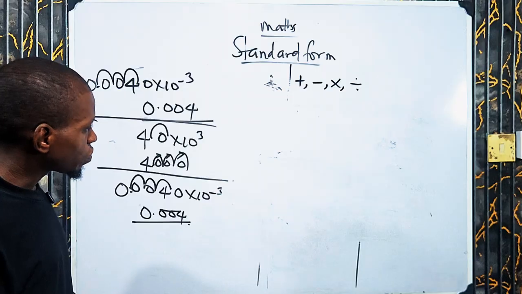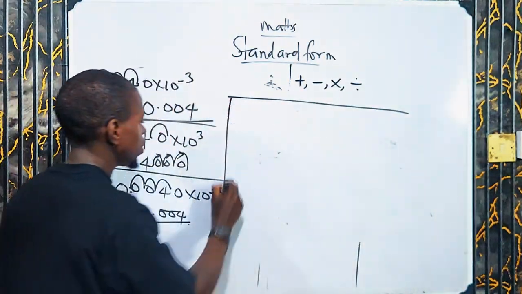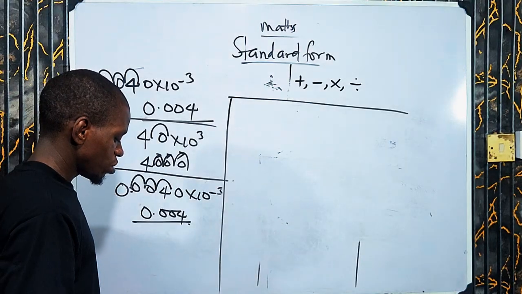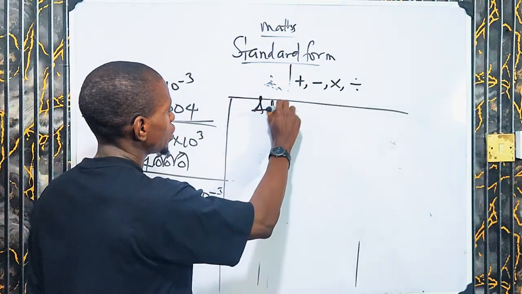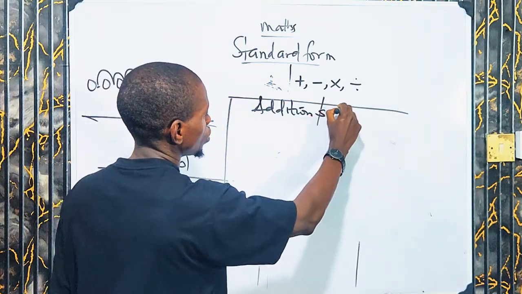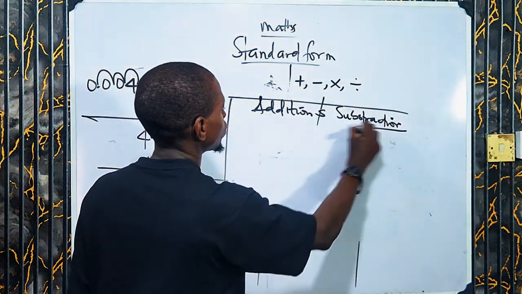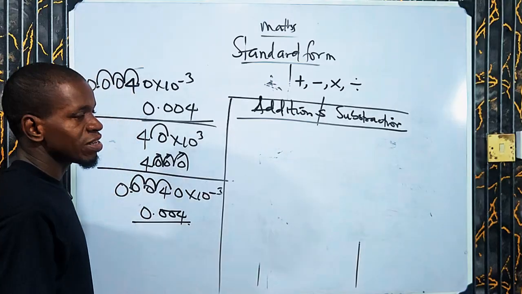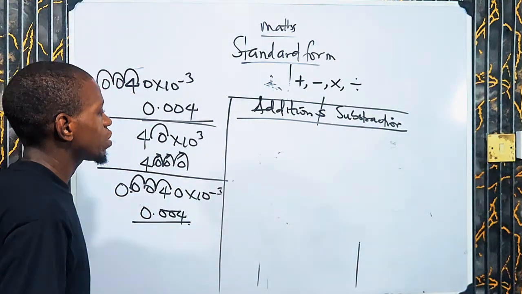So let's start with the first one. Let's start with how we add in standard form. Let's start with addition. Addition and subtraction have the same rule. How do we add in standard form? And how do we subtract in standard form? Let me just show you how to do that now.